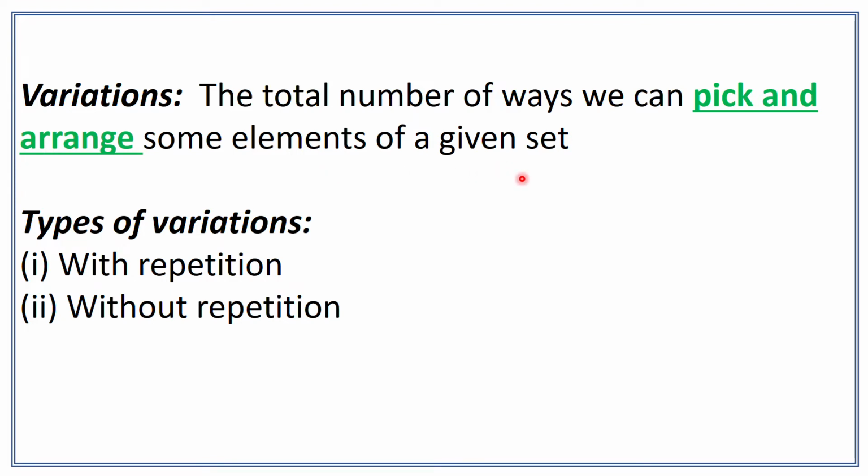So some set or some numbers or some objects is given to you, and you have to see how you can pick and arrange those objects or numbers in a given order or under a specific condition. In variations we usually read about that. There are two types of variations: first with repetition and second without repetition. That means sometimes repetition will be allowed while picking and arranging, and sometimes it will not be allowed. We will see both cases.